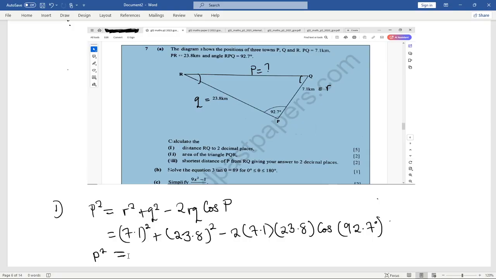So we have 7.1 squared plus 23.8 squared. So this is giving me 616.85. So minus, let me just scroll down a bit.